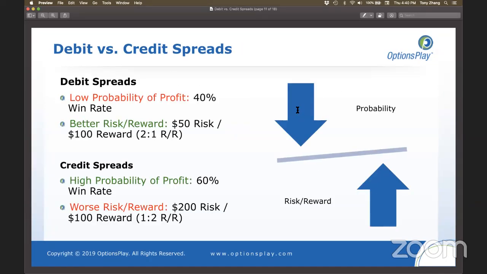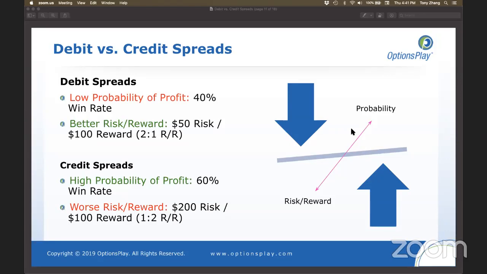So one other thing that I want to point out that's fundamentally different between trading debit versus credit spreads is whenever you're trading options, you have a trade-off between probability and risk to reward. And these two have opposite relations, meaning the higher the probability, the worse the risk to reward. The better the risk to reward, the worse the probability.